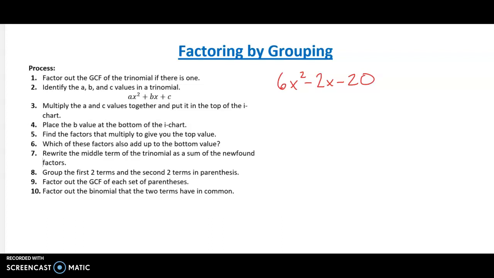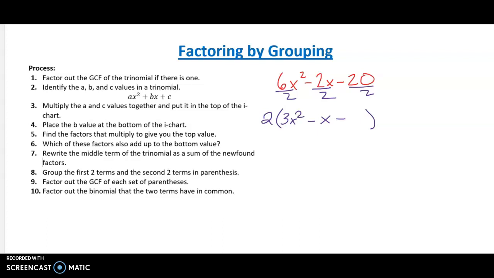So when I look at the 6, the -2, and the -20, is there something we can factor out that all three are divisible by? And that would be 2. Our GCF is 2. So therefore, I'm going to divide each of these by 2 to see what's remaining in the parentheses. I'm not going to put the 1. You can. 2 divided by 2 is 1. There is an invisible 1 there. -20 divided by 2 is -10.